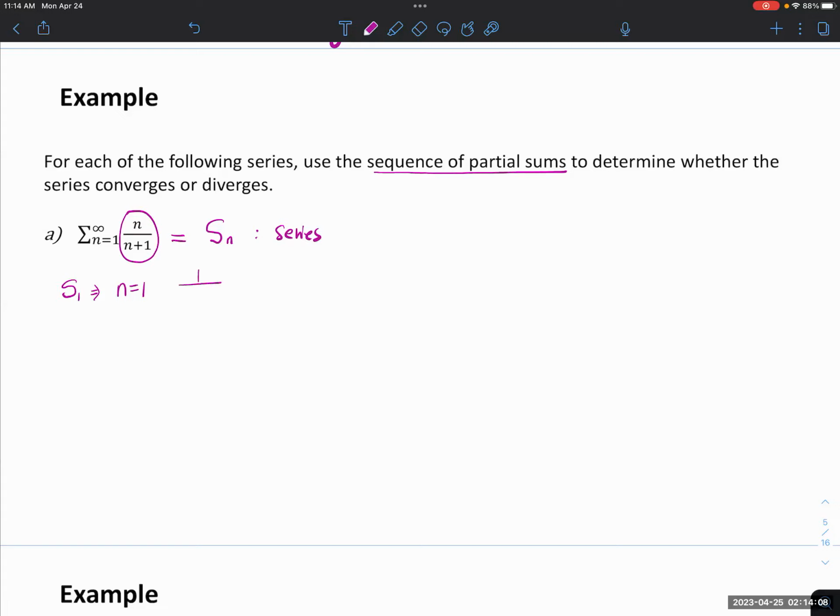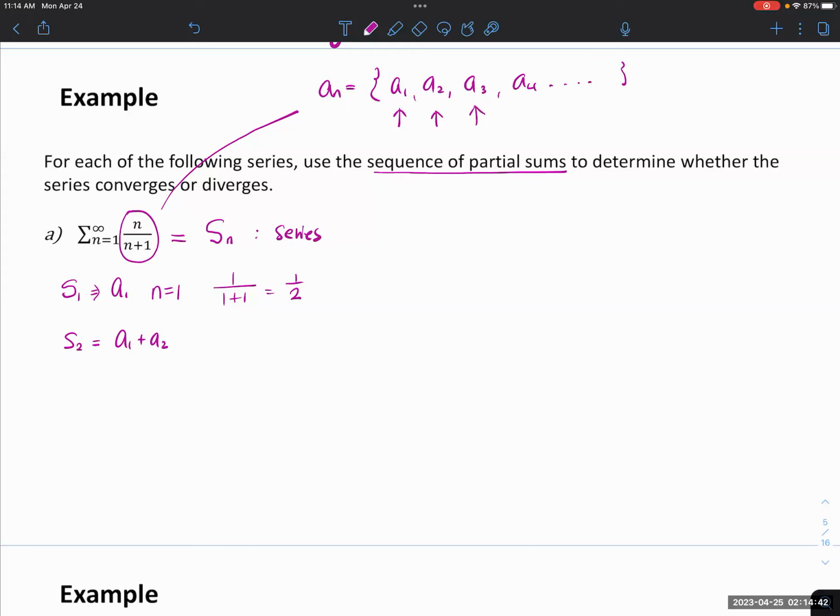So 1 over n is 1, so 1 over 2 is the first summation, which means just A1, correct? Because I know S1, if I write it, this is A1. Second, summation means A1 plus A2. We have a sequence: A1, A2, A3, A4. This is S1. If you're adding A2, it's S2, and if you're adding A3, it's going to be S3. So S1 equal to A1.